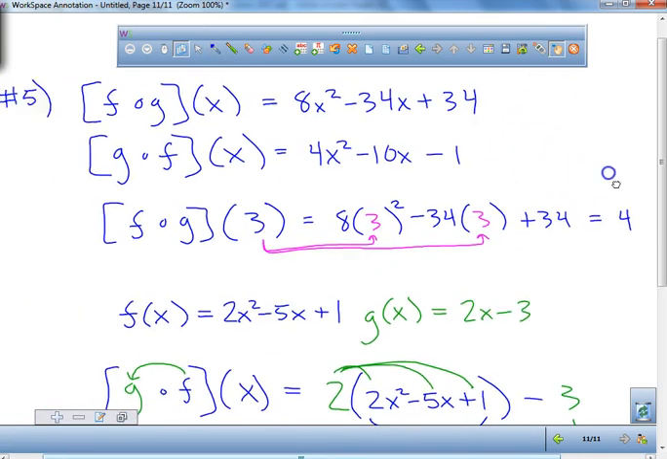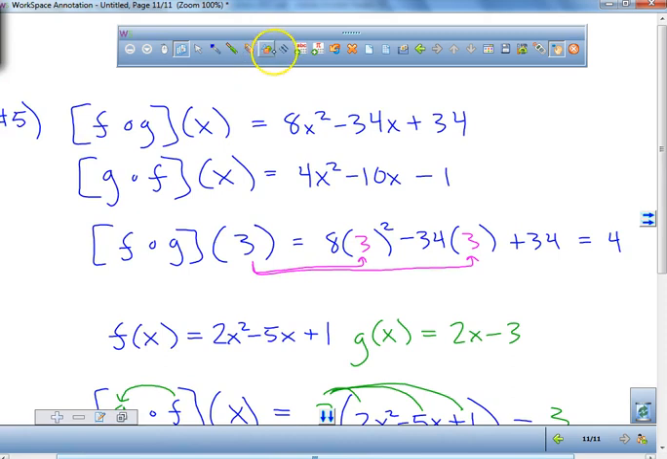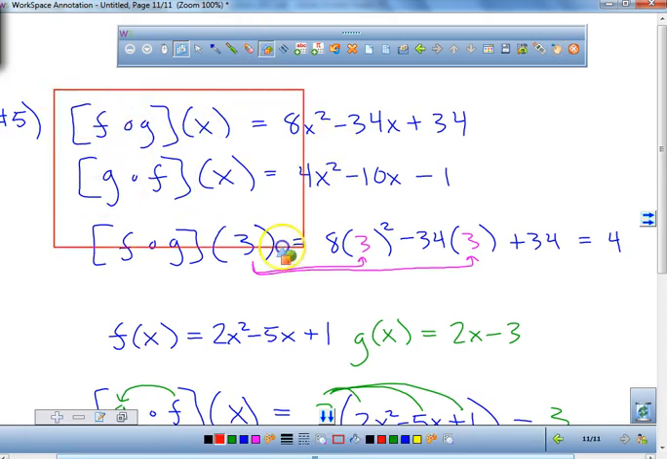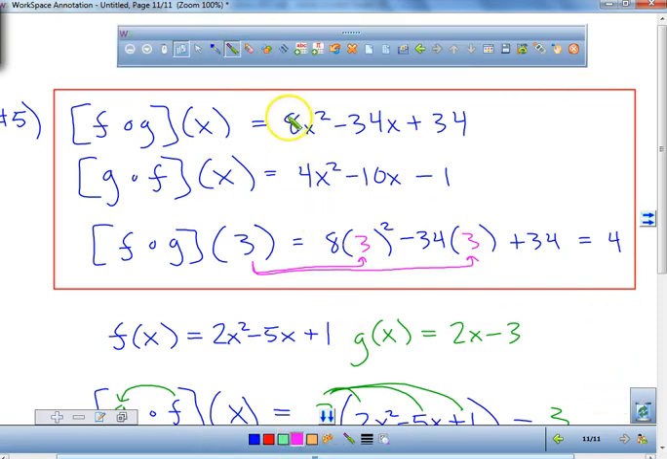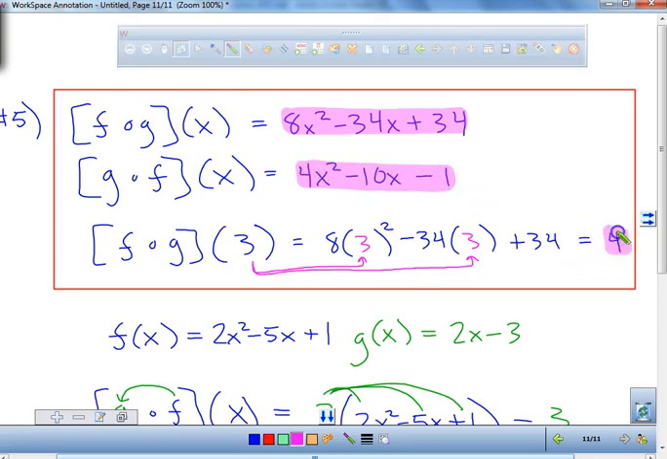So now you have all 3 answers. Let me be perfectly clear. This right here is your answer box. You have 3 answers. There's your first answer. Here's your second answer. And last but not least, there's your answer when you plug in a 3 into F of G. All right, so what I want you guys to do is tackle 3, 4, and 6 on your own.